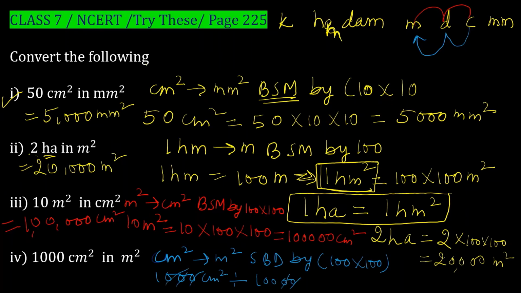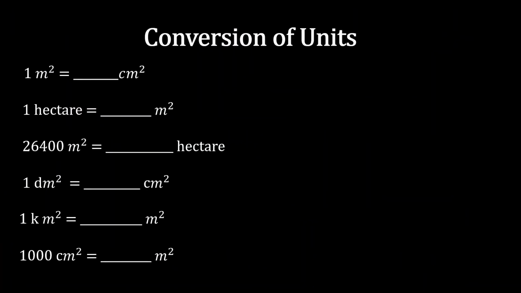So 1000 centimeter square, you will divide by 100 into 100 is 10,000. So you can see 3 zeros will get cancelled and we will get 1 by 10 meter square, or 1 by 10 meter square is equals to 0.1 meter square. So we will write 0.1 meter square.